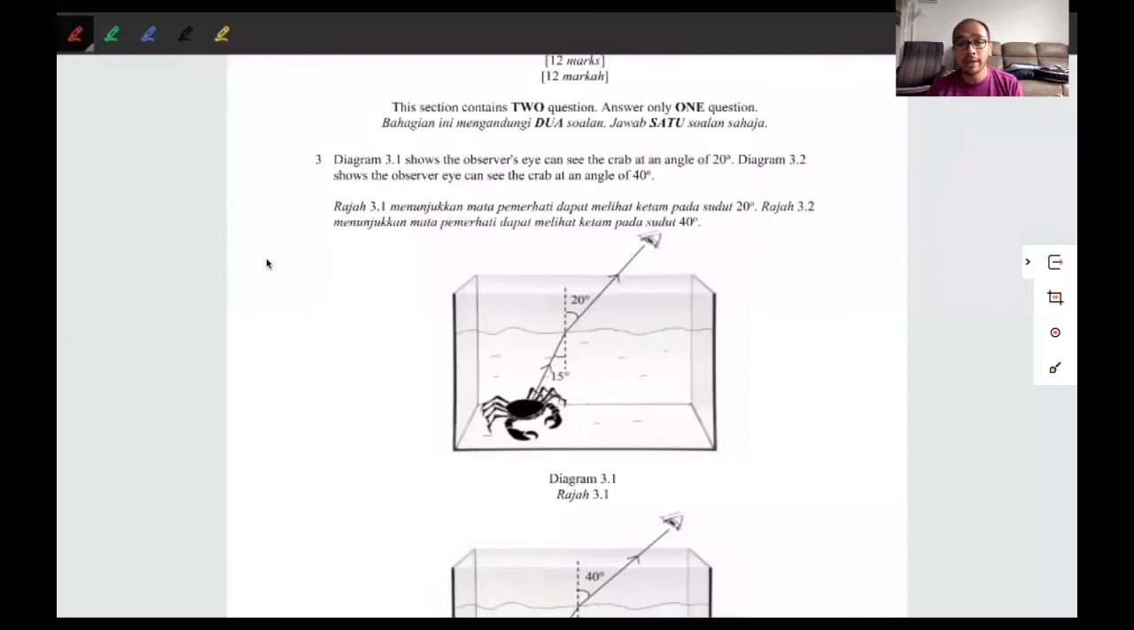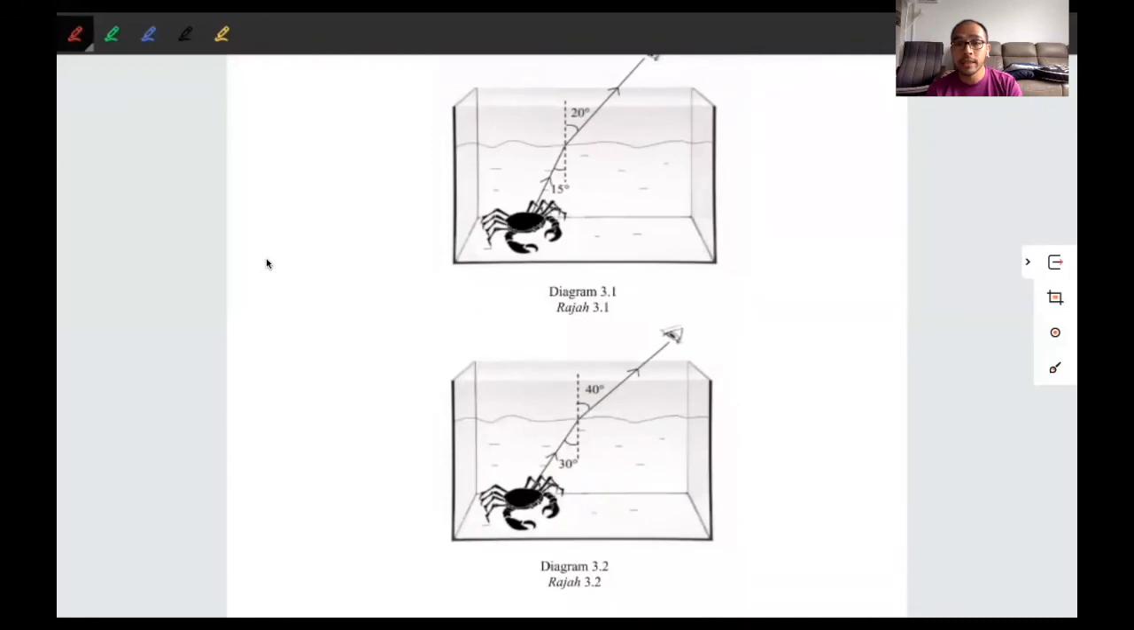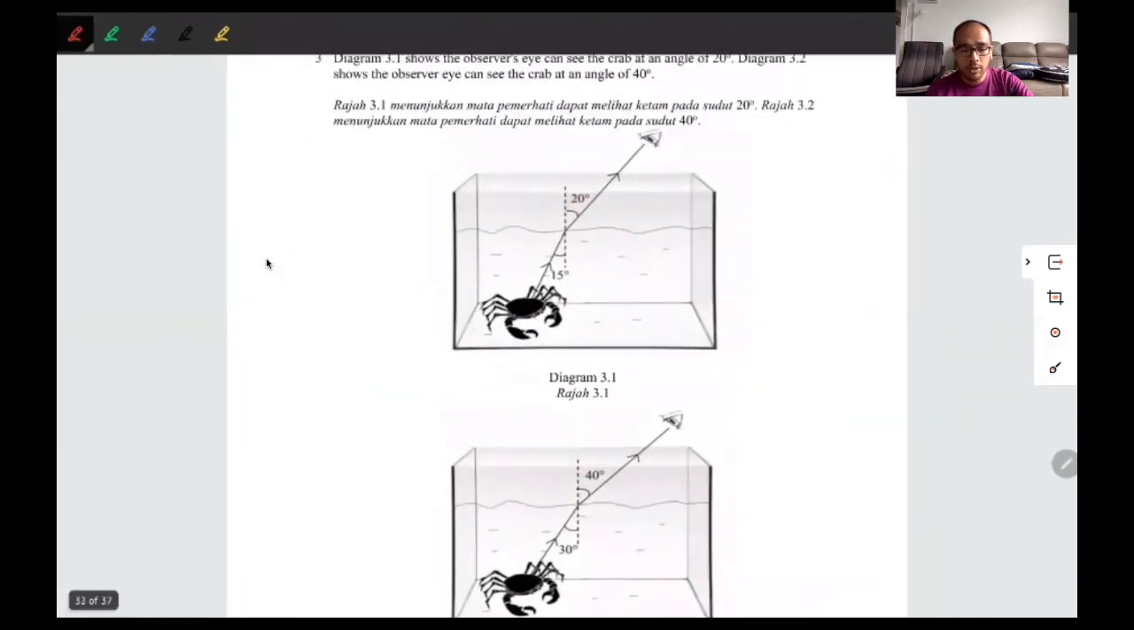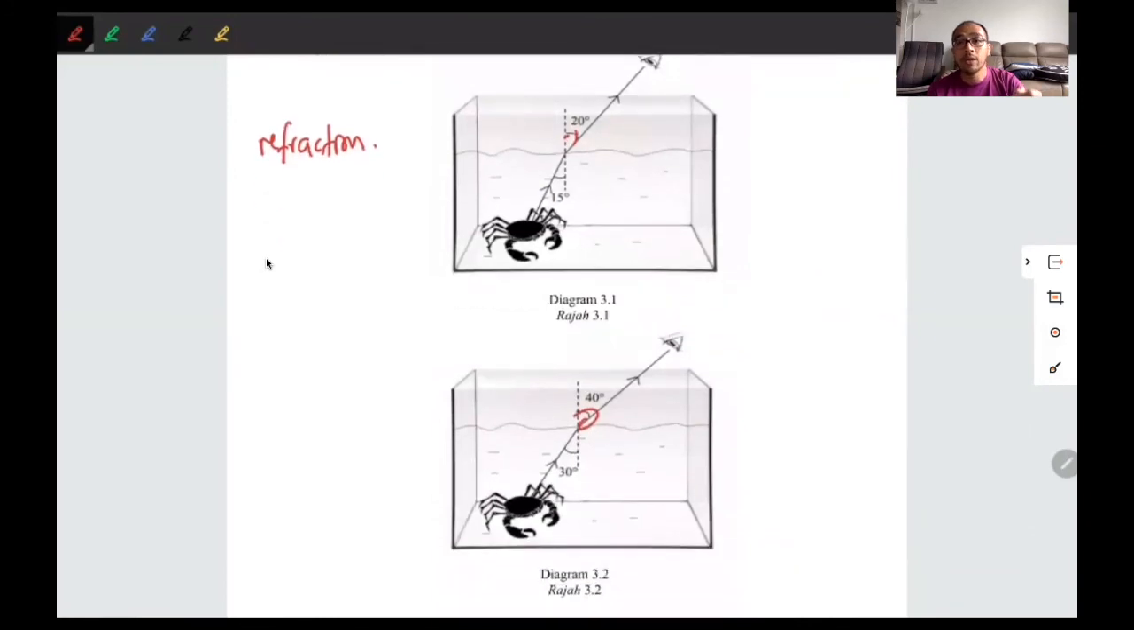Okay, can see the crab at an angle of 20 degrees. Then diagram 3.2 is at 40 degrees. And then after that you are given a glass block, a ray box, and other apparatus. Now, whenever you see this 20 degrees, you kind of know that this is a refraction experiment. And if I remember correctly, we did this experiment last year.